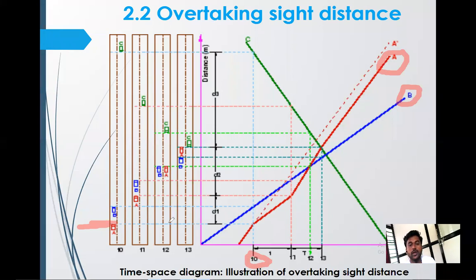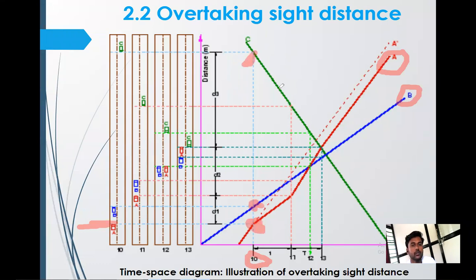At this time, the vehicle is at this position. This here, I will show by round. Vehicle A is at this position, indicated by the red line. Vehicle B is at this position. And vehicle C is at this position.